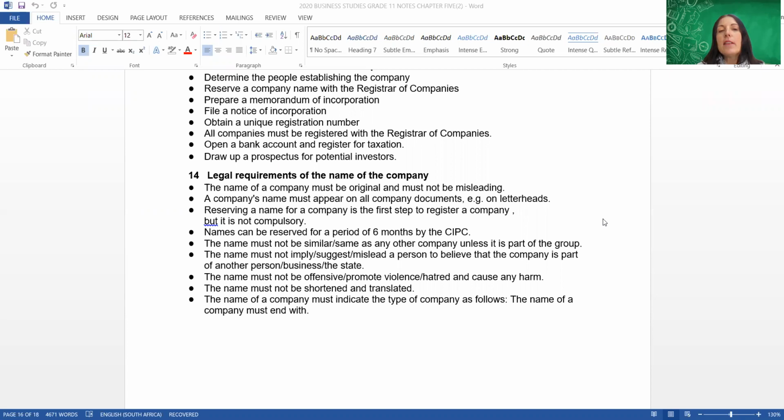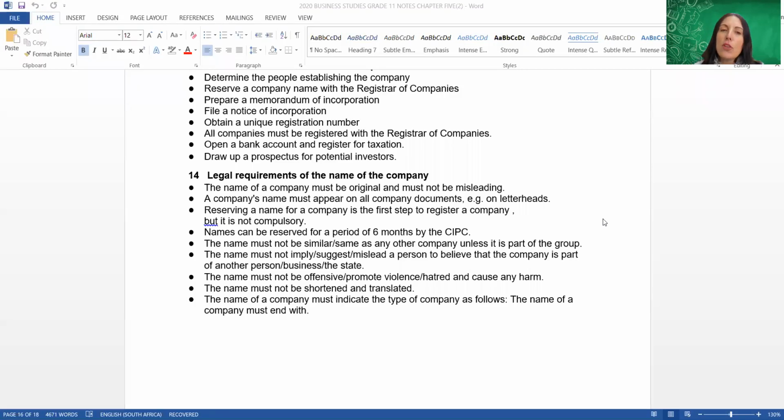As we've already said, the name must not be similar or the same as any other company unless it is part of a group. I, for example, have friends who have a private company, and they've got Vuvani, that's the name of their company, and then they've got sub-companies part of the group. They've got Vuvani Health and Vuvani Consulting. So that is acceptable, but it's also then usually the same people who are the shareholders and the owners of that company. So that would be acceptable.